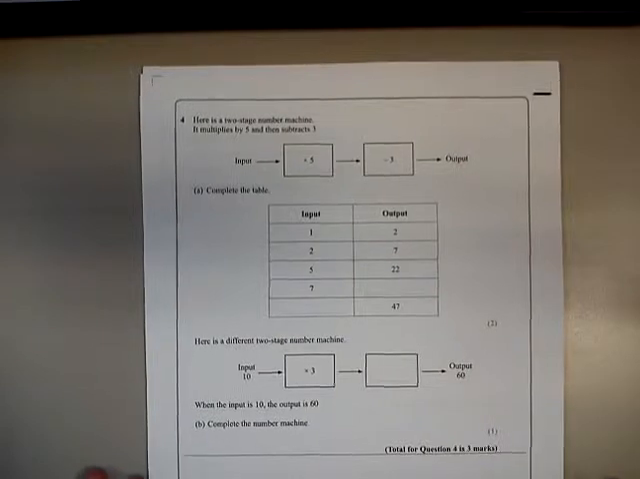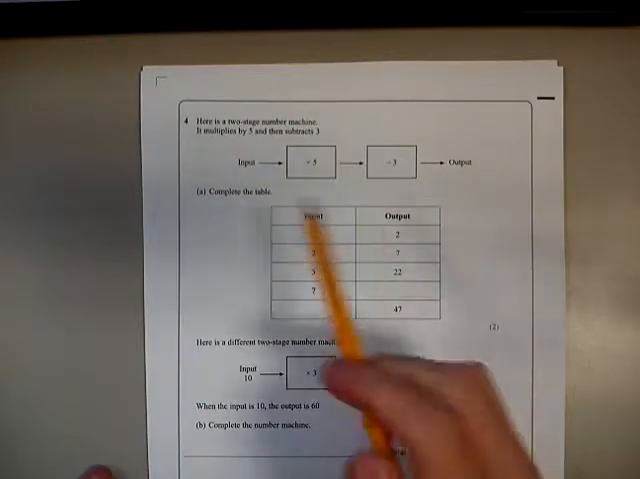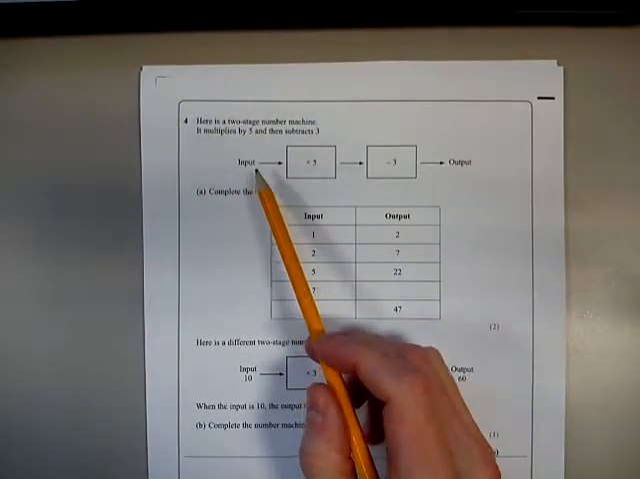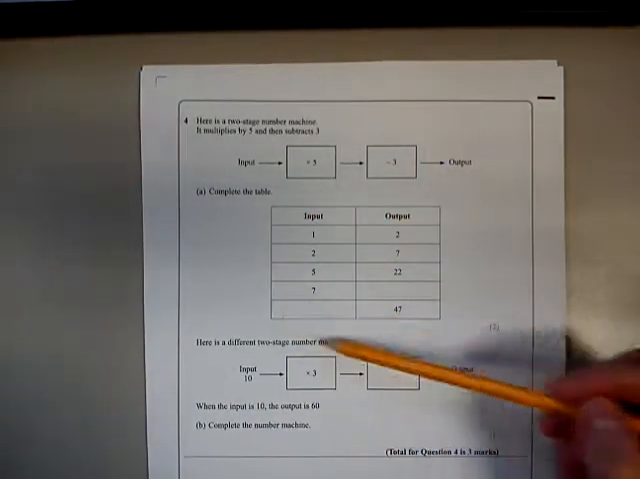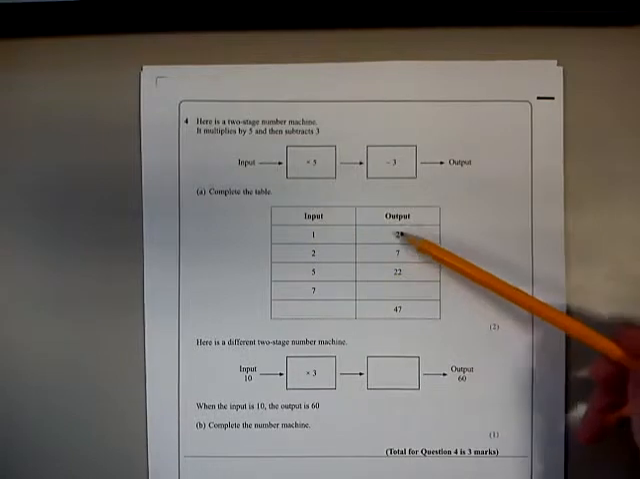Question 4 is about function machines. You've got a function machine where when you put a number in and multiply it by 5 and subtract 3, you get a different number out. The table shows different inputs and their corresponding outputs.